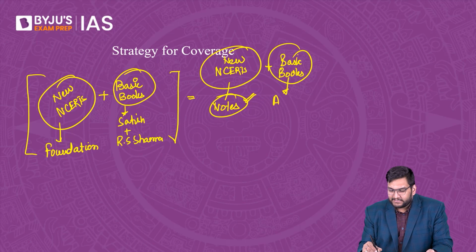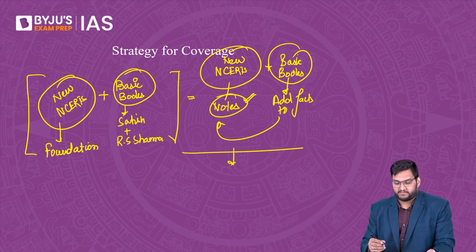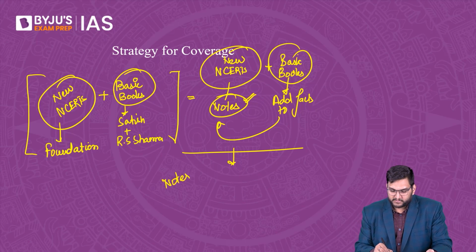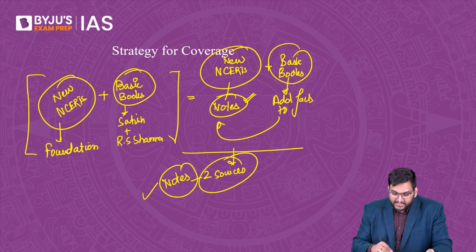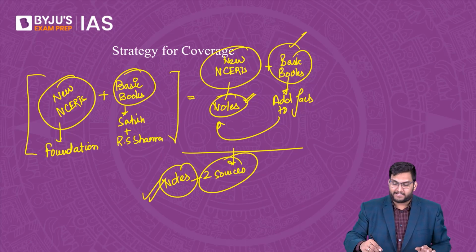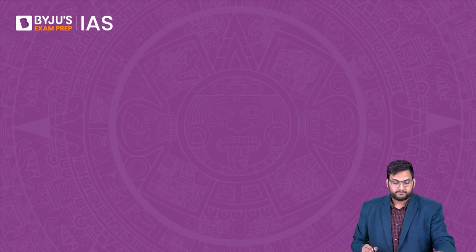And you add facts to these notes. Thereby, by the end of this process, you have notes out of 2 sources. And because these books take time to cover, by making these notes, you don't have to go back to these 2 sources again. So then how do you make notes?